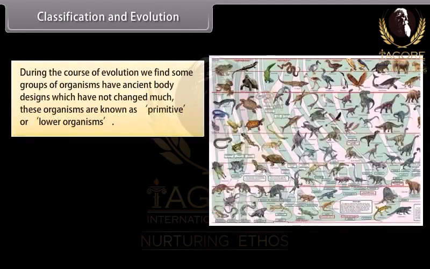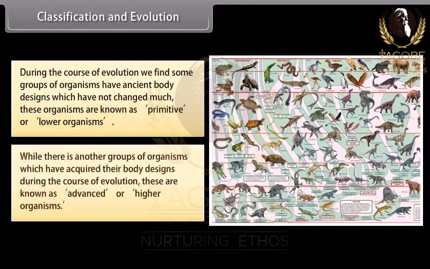During the course of evolution, we find some groups of organisms have ancient body designs which have not changed much. These organisms are known as primitive or lower organisms. While there are other groups of organisms which have acquired their body designs during the course of evolution, these are known as advanced or higher organisms.